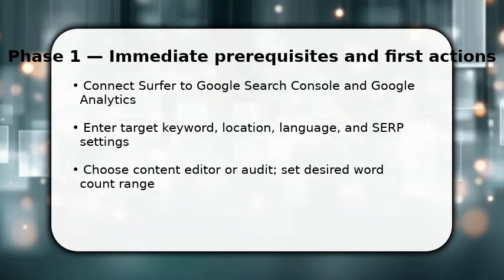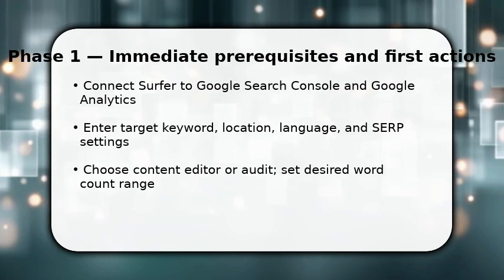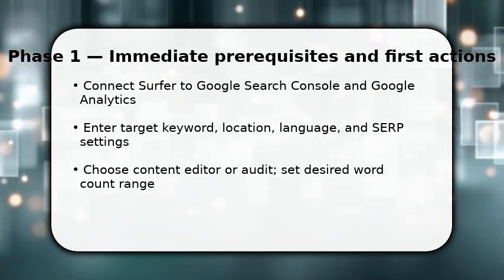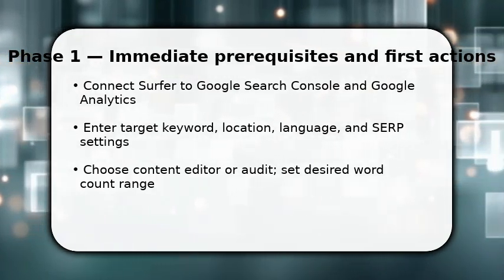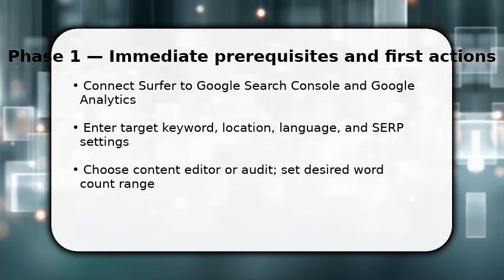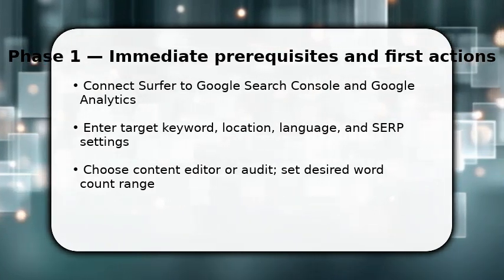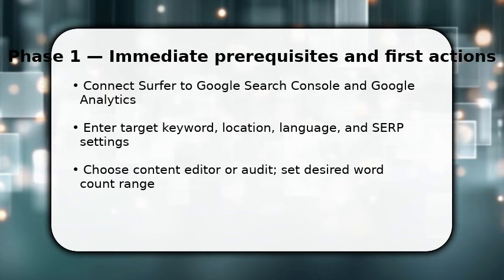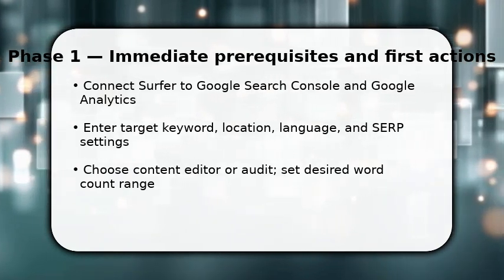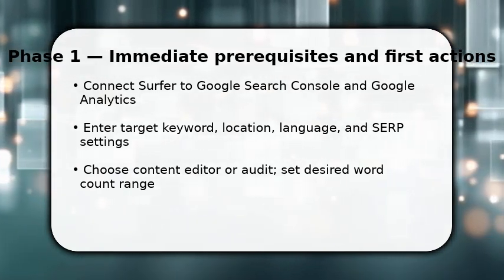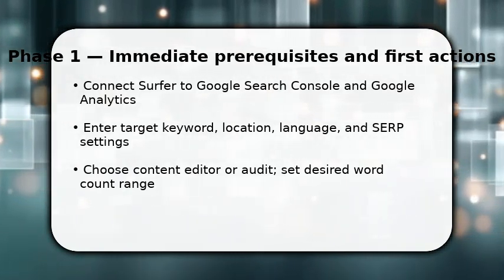You begin by connecting your Google accounts so Surfer can pull real performance data. This saves time and avoids guesswork. Next, enter your primary keyword, select location and language, and confirm SERP settings. Once done, choose whether to run a full audit or open the content editor. Pick audit for existing pages.